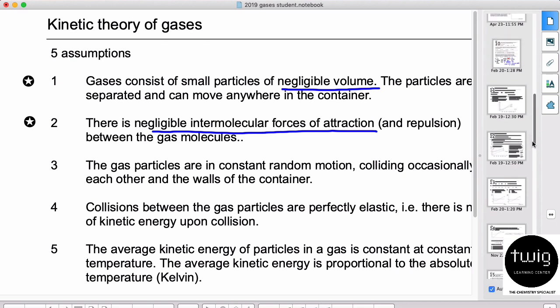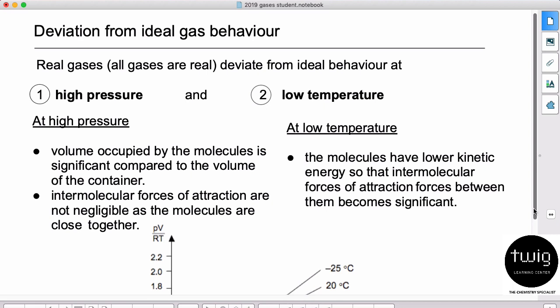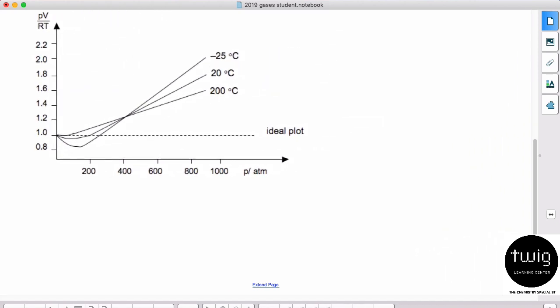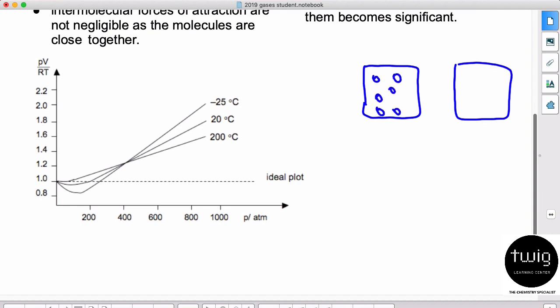Let me look at which slide. Let's try this slide here. They are asking you about deviation from ideal gas behavior: what kind of pressure and what kind of temperature will not allow it to behave like an ideal gas? I'm going to push this aside and just draw two pictures, and hopefully everything will make sense. This is like what I did last week. I showed you a container with these gases, and then a container with these gases. Which one is the ideal gas condition, 1 or 2?